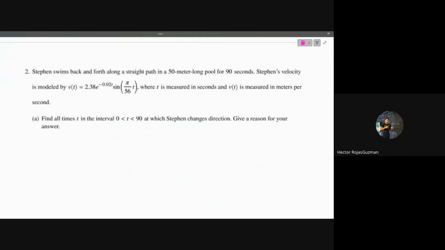So in question number 2, they say, Steven swims back and forth along a straight path in a 50-meter long pool for 90 seconds. Steven's velocity is modeled by V of t, where t is measured in seconds. Let's underline that because that's going to be important. And V of t is measured in meters per second. Find all times t in the interval from 0 to 90 at which Steven changes direction. And then give a reason for your answer.